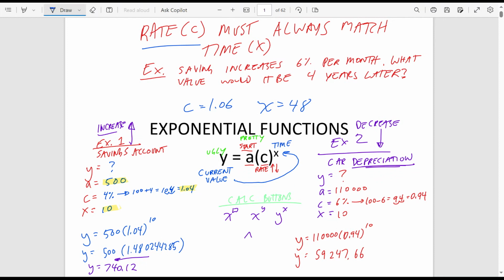You don't go the other way around, right? If it says per month, then time has to be in months. If it says per year, time has to be in years. 48 months and 4 years. So there's 48 months in 4 years. That's how I turned this into that. Those three things are literally this entire unit. The only thing we have to do now is use algebra to figure out, what if I was given a current value and needed to figure out the starting value. Okay, but we'll get into that a little bit later. But that's exponential functions in a nutshell.